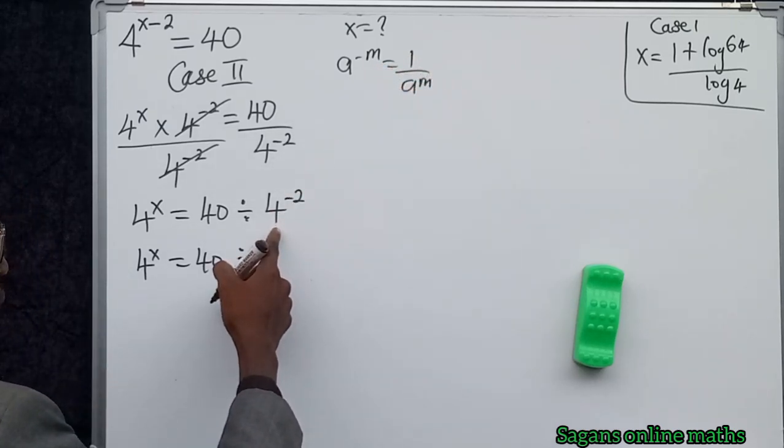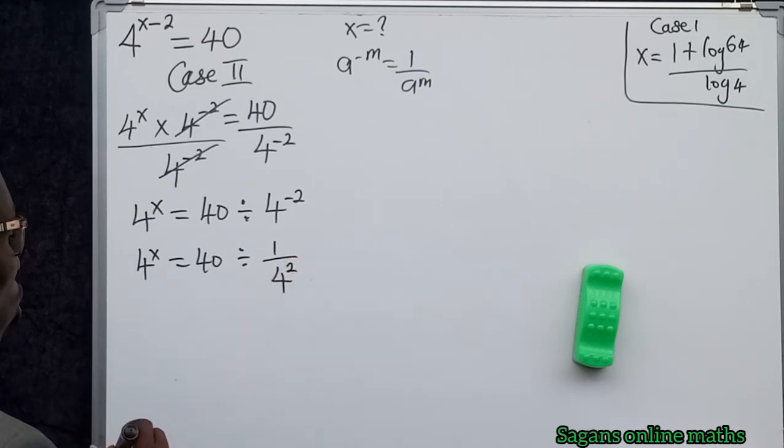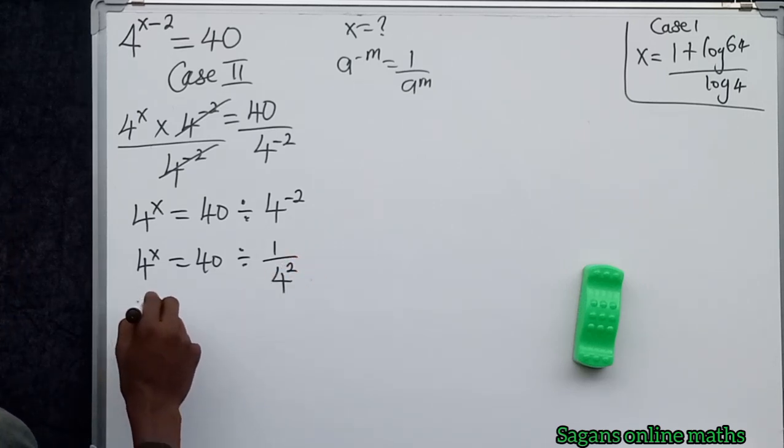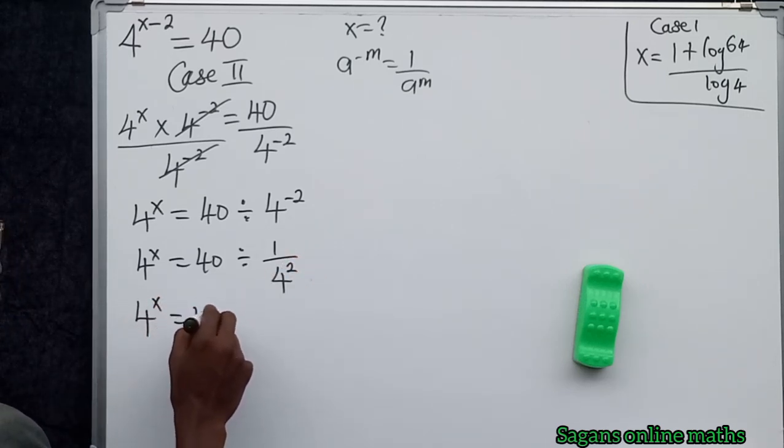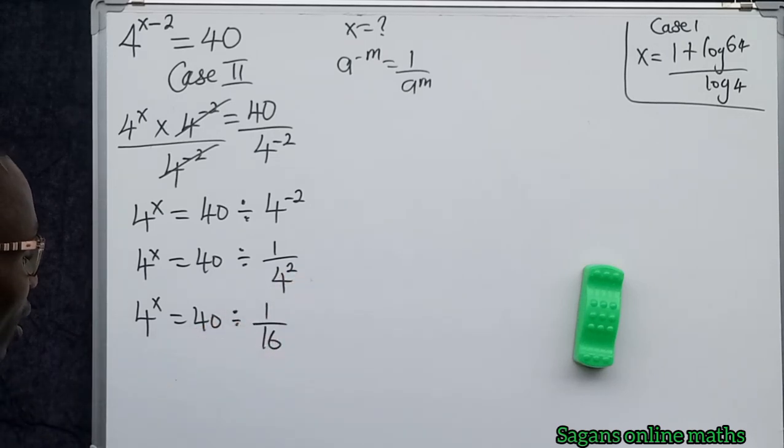You can do something amazing here. So this now becomes what? 1 divided by 4 to the power of what? 2. So go to that. This is 4 to the power of x is equals to 40, divided by 1 over what? 16. Because 4 to the power of 2 is 16.